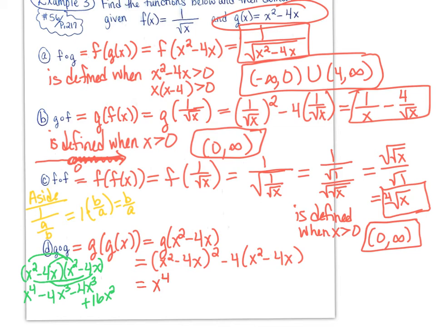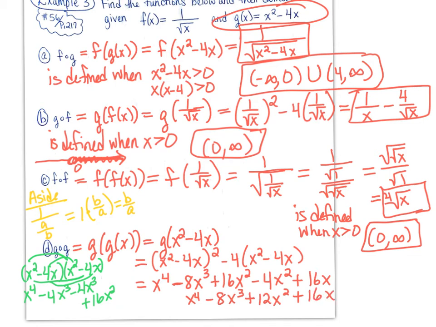Okay? So we get x to the 4th minus 8x cubed plus 16x squared minus, now you have to distribute your negative. You have to distribute your negative here. Negative 4 times x squared minus 4x, so you get minus 4x squared plus 16x. And simplifying, we get x to the 4th minus 8x cubed plus what? 12x squared. Did we do all of that right? Yeah, we did. Okay, and then plus what? 16x. Okay.